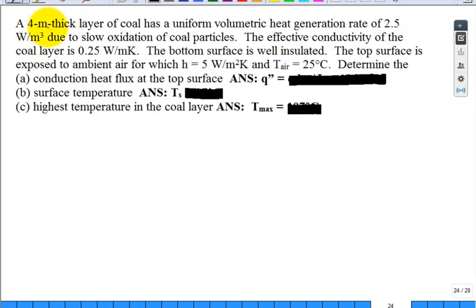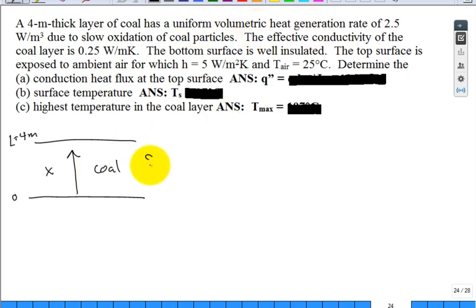A 4 meter thick layer of coal. So you might want to put the thickness like this in the x direction going up from 0 to L, which is 4 meters. It's all coal, a layer of coal. It has a volumetric heat generation rate, q dot, equal to 2.5 watts per meter cubed. Not a lot, but what's it from? Some slow oxidation of coal particles. I guess the pile of coal gets hot. The effective conductivity of the coal is low, 0.25 watts per meter K.